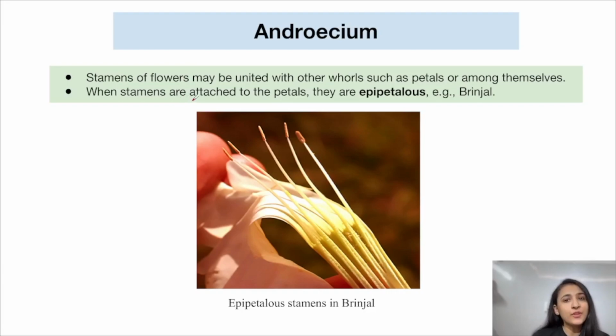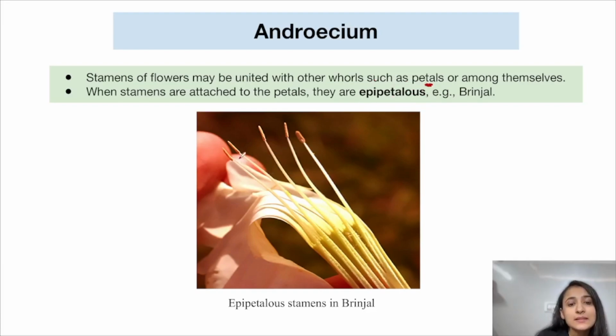Now, stamens of flowers can either be united with the other whorls, for example, petals, or they could be united among themselves. So, this line means that the stamens can be either attached to the petals. Being united with the other whorls means being fused with them. So, stamens can be attached to the petals. That means they can be fused with the petals. Okay, when they are attached with the petals, that condition is known as epipetalous condition.